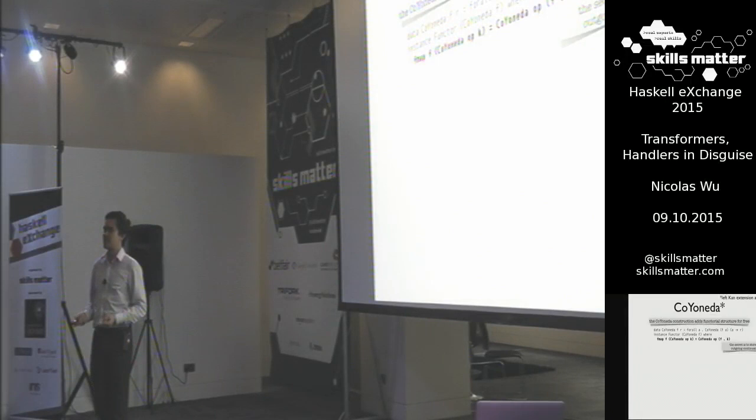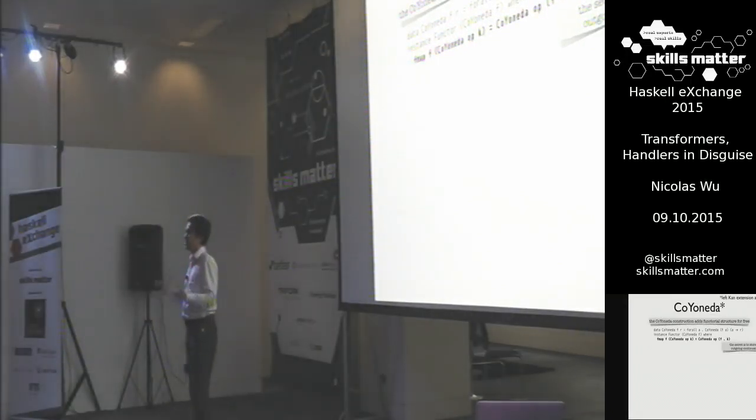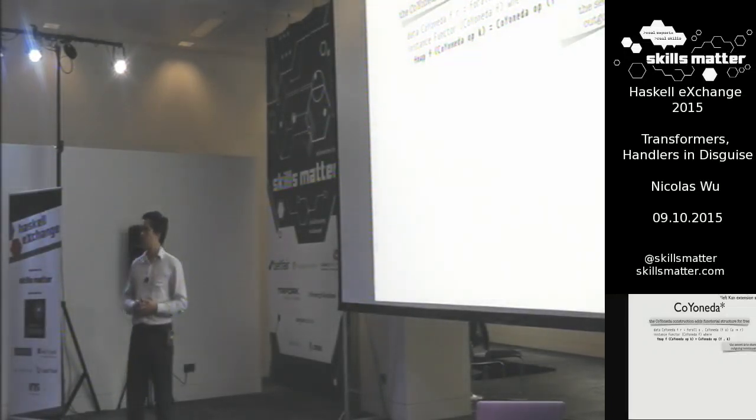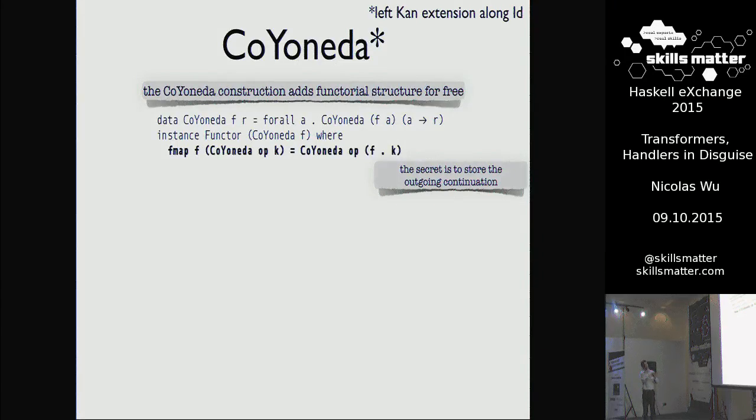I don't expect anybody to remember the Coyoneda construction or even understand what Kan extensions are, but here's the intuition behind what Coyoneda is doing. So Coyoneda is a construction that takes our F, and remember the F is a thing that's not functorial, but we want to give it some kind of functor instance.